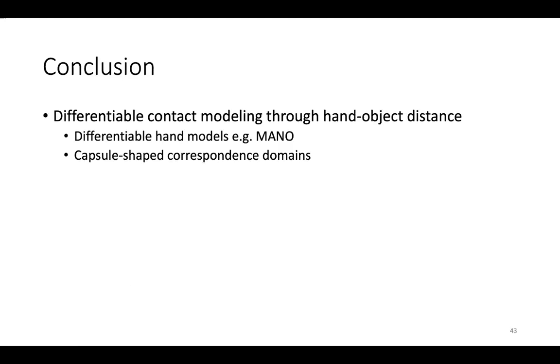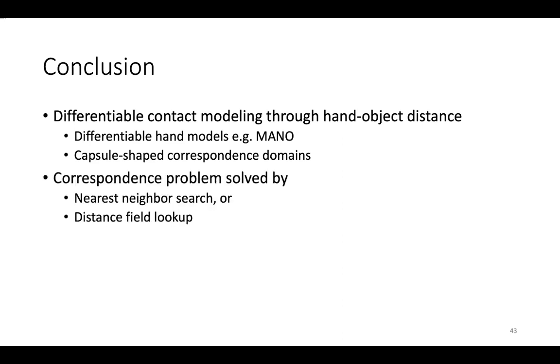So in conclusion, I would like to say just a few things. You can do differentiable contact modeling by using hand object distance. Of course, there's the correspondence problem, so you need to assign points on the object surface to the points on the hand surface, which can be done either through a nearest neighbor search, or more efficiently if you can have distance fields pre-computed for different 3D models.